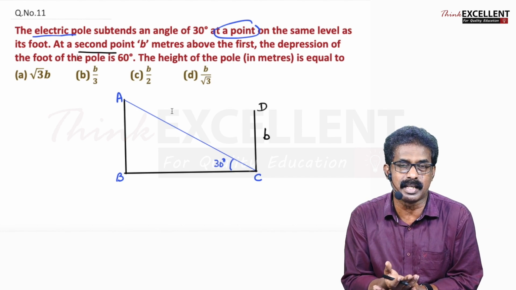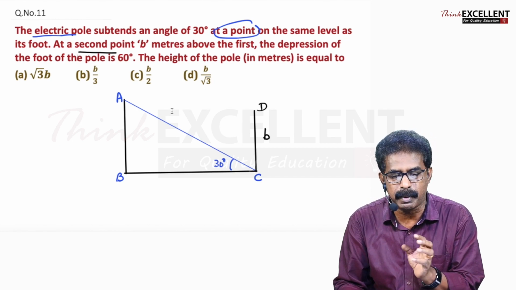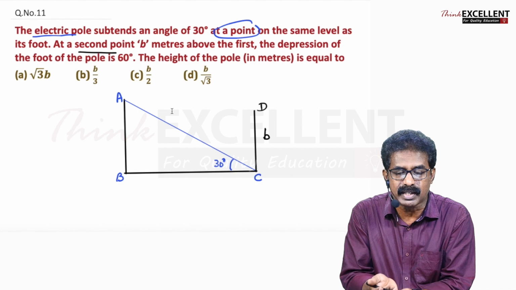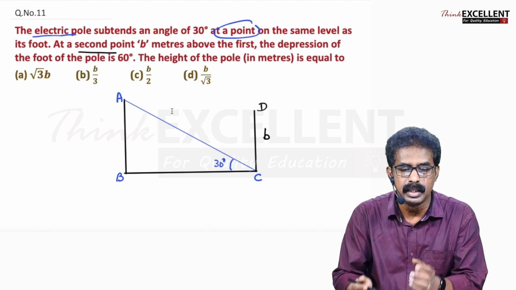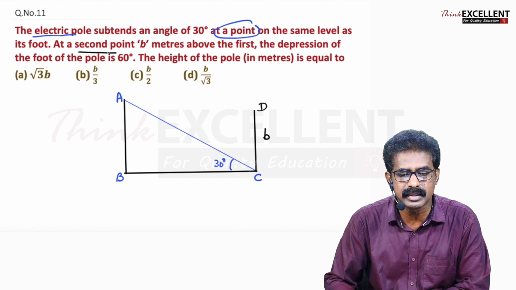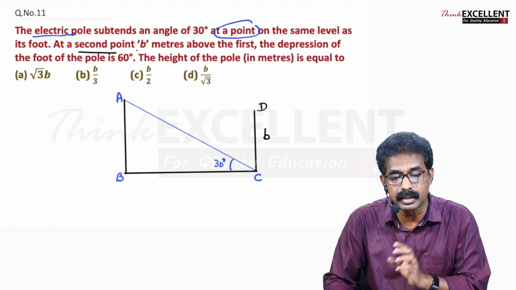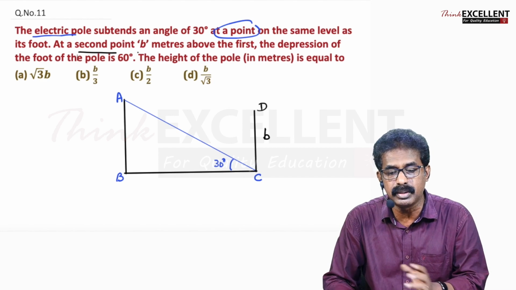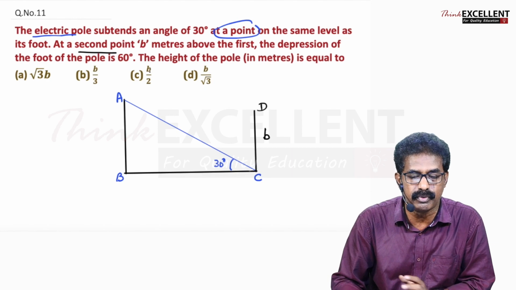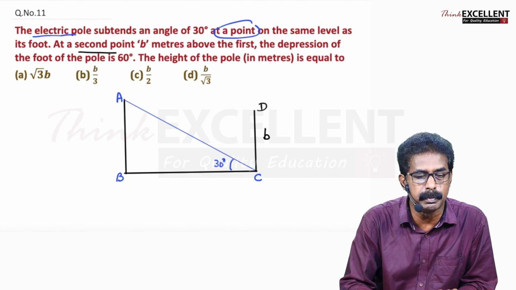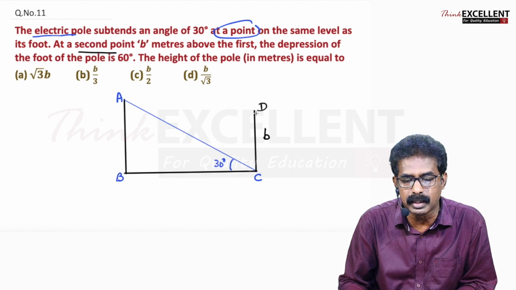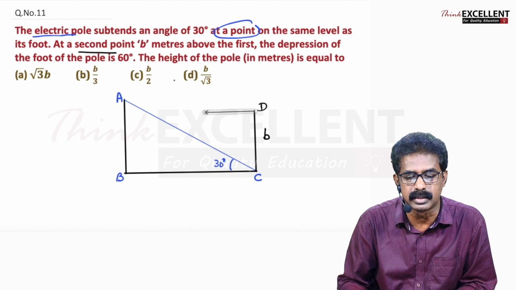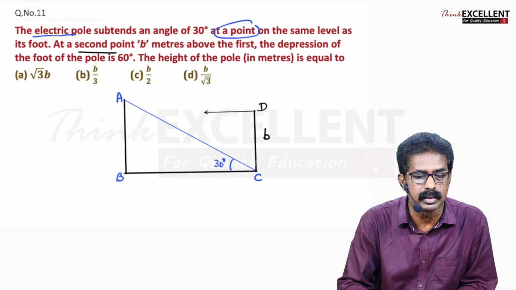So many students make that mistake. You have to be very careful. The first point is C. Above that first point, B meter above, there is a second point. At a second point B meter above the first, the depression of the foot. From there at B, your eyesight will be like this, right? Your eyesight will be like this. But what are you looking at?